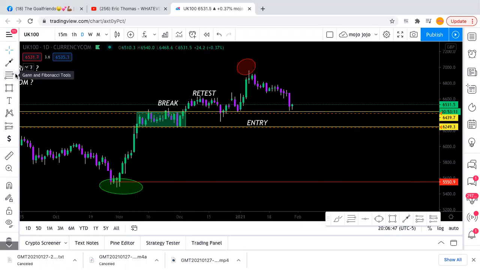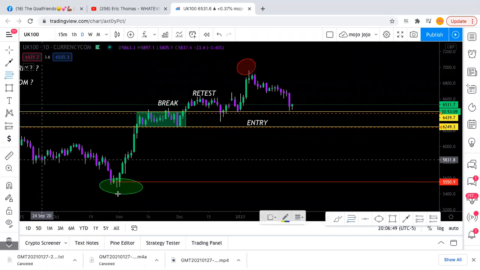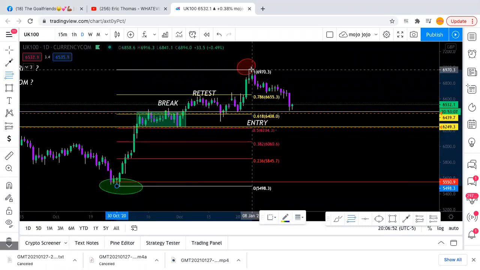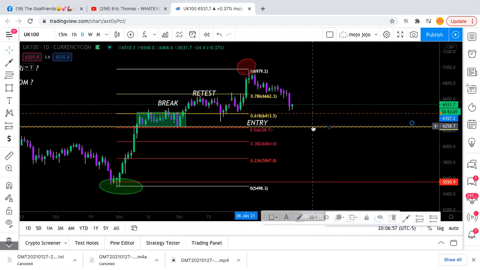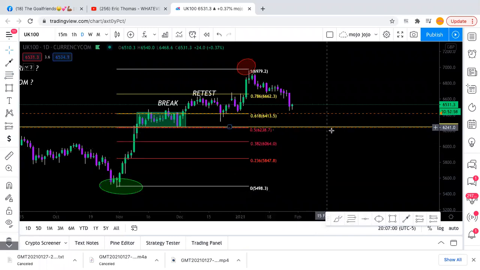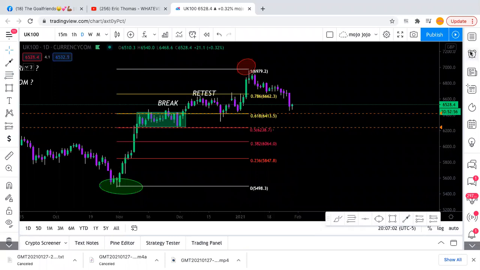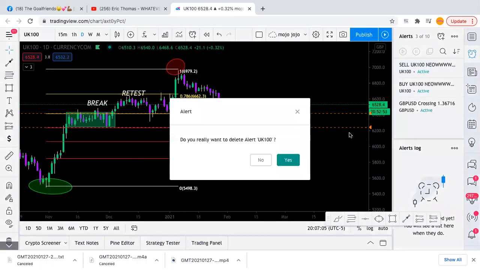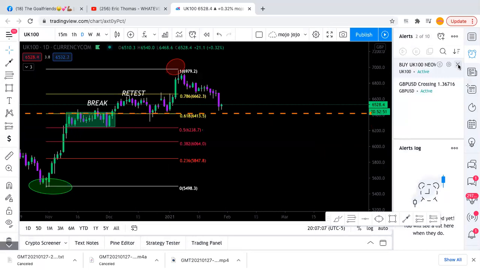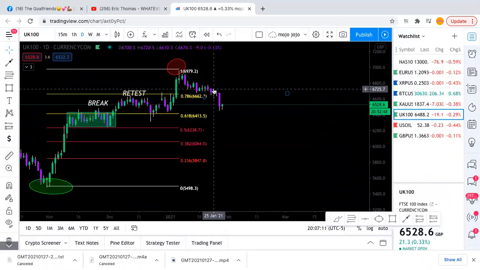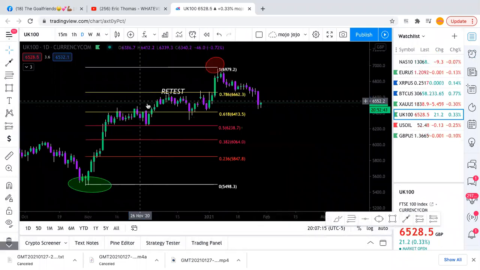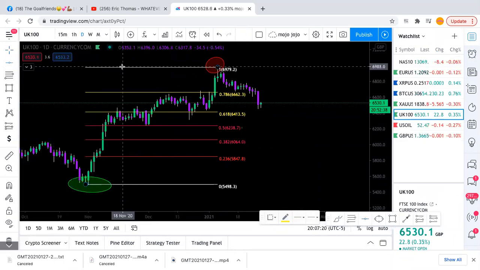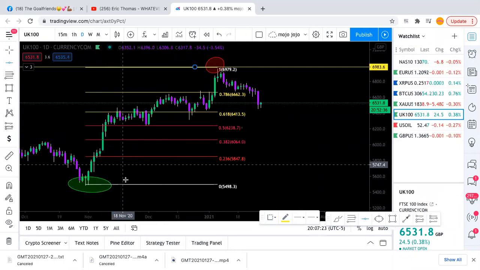So look, you use your fib retracement tool from this toolbar. You place it from low to high, like Smiley said. Okay. Now, what I want you to do is grab a horizontal line. Let me delete these price alerts. I want you to grab a horizontal line and place it on every level that the fib gave you. Okay. And this is how you spot the move before the move occurs.